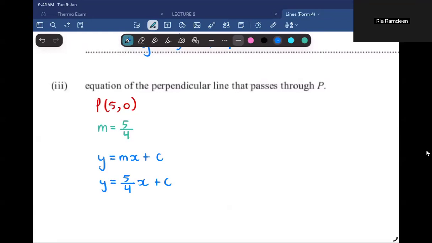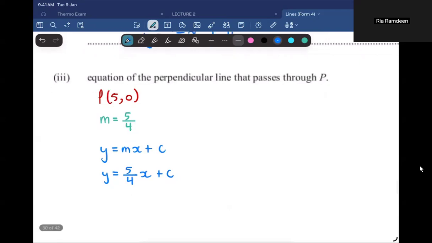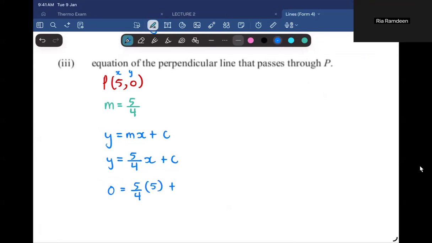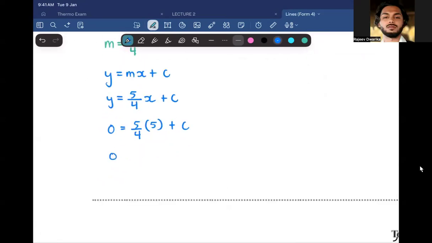So how would I find c in this scenario? We plug in the point. We have an x value and a y value. Tell me what to do next. 0 equals 5/4 times 5 plus c.